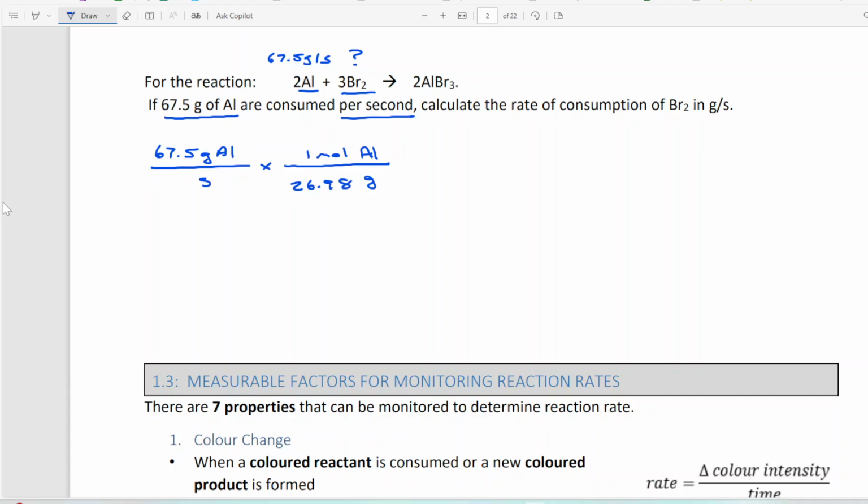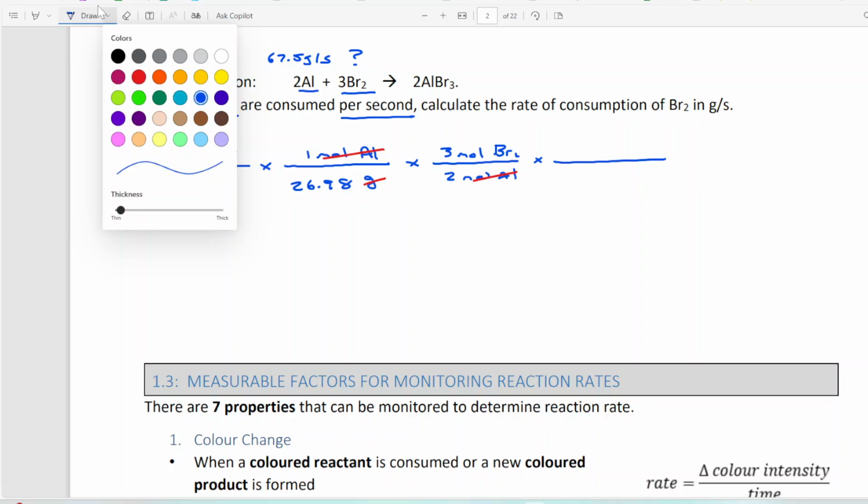Okay, so now we're in moles per second of aluminum, which means we can convert to moles per second of bromide. So we're going to say that in this reaction, 2 moles of aluminum reacts with 3 moles of bromide. So now what am I in? Well, I'm in moles per second of bromide, right? So if you wanted to go through and look at your units, we went from grams of aluminum into moles of aluminum per second. Then we went from moles of aluminum per second into moles of bromide per second. And now we want to convert to grams per second of bromide.